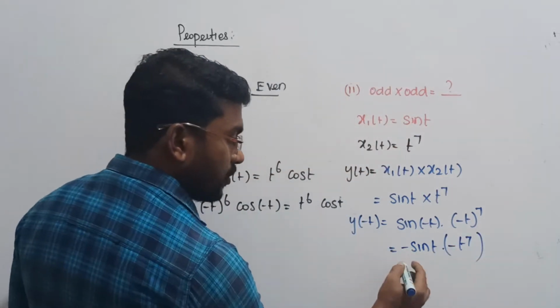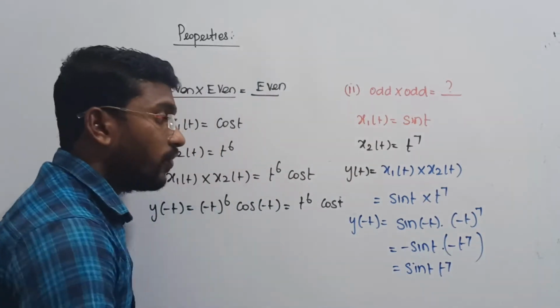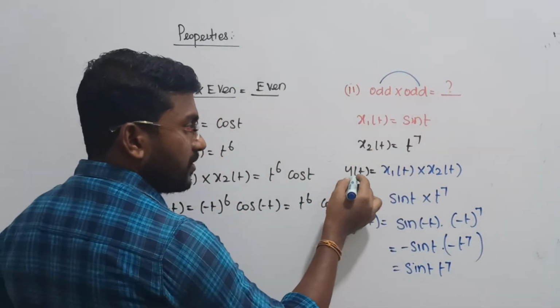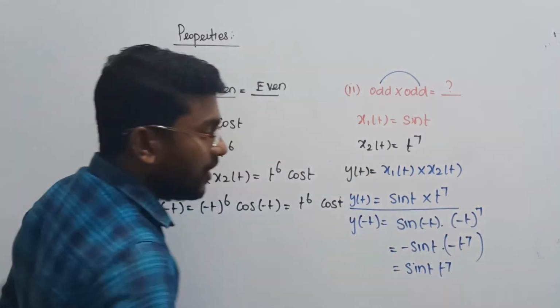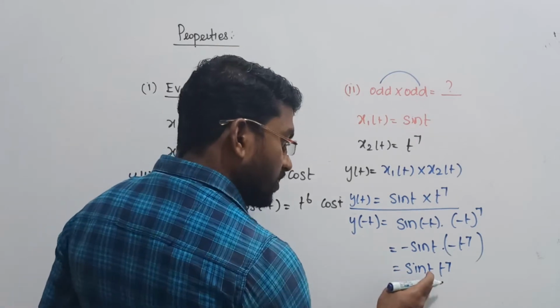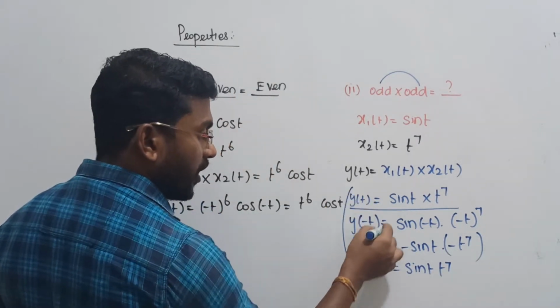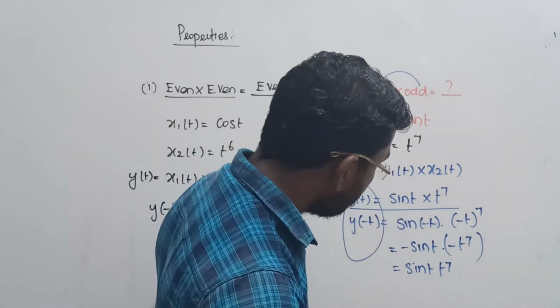So minus into minus will become plus. So finally we are going to get sin t into t power 7. What we have understood here: if I multiply two odd signals, see there guys, this is y of t equal to sin t into t power 7. Y of minus t equal to sin t into t power 7. See there, y of t and y of minus t are going to be equal?